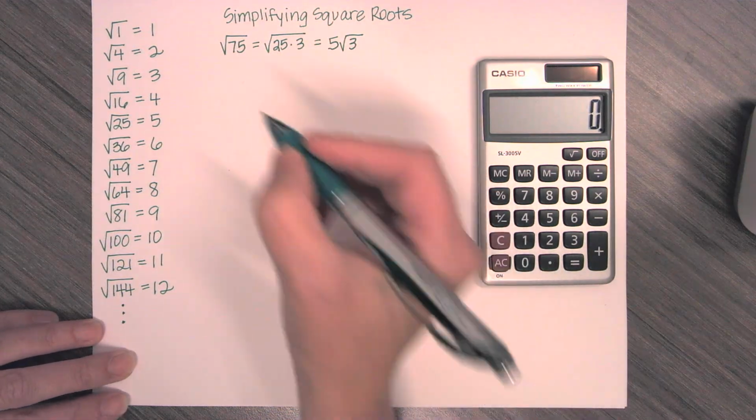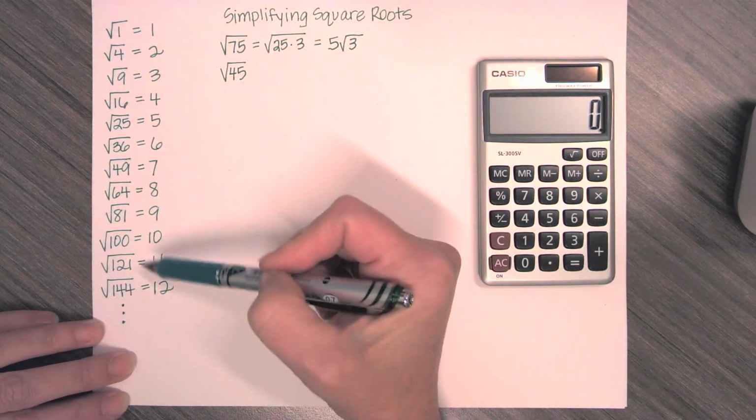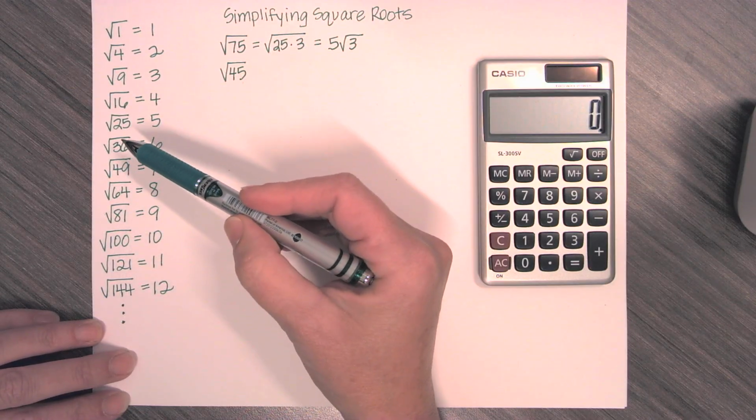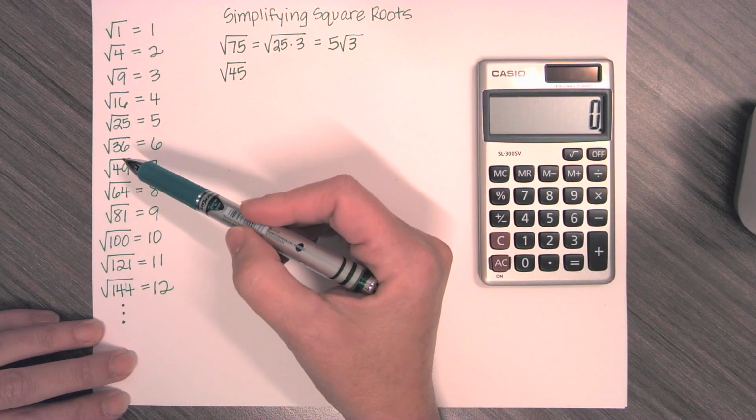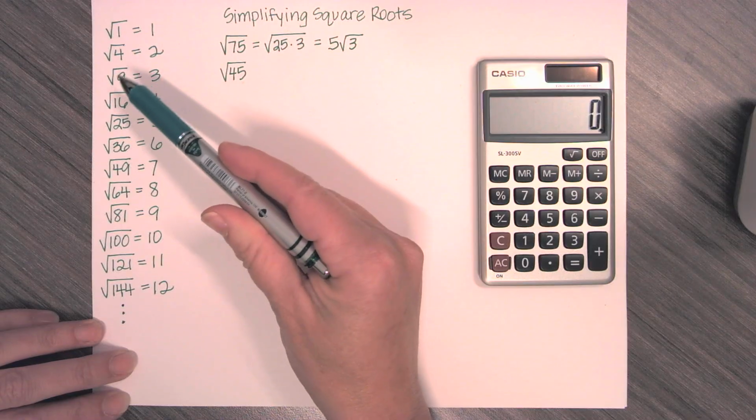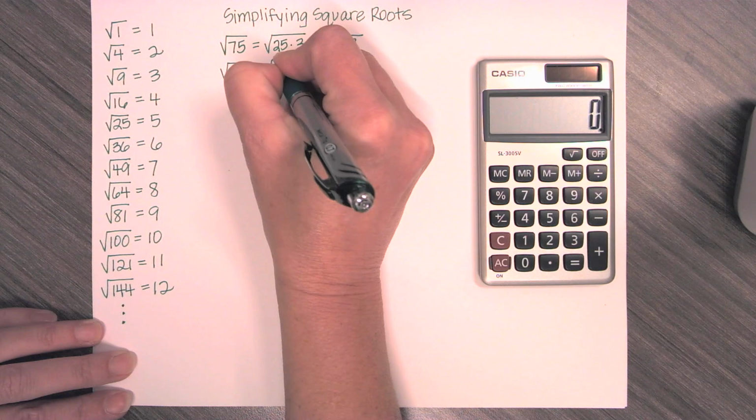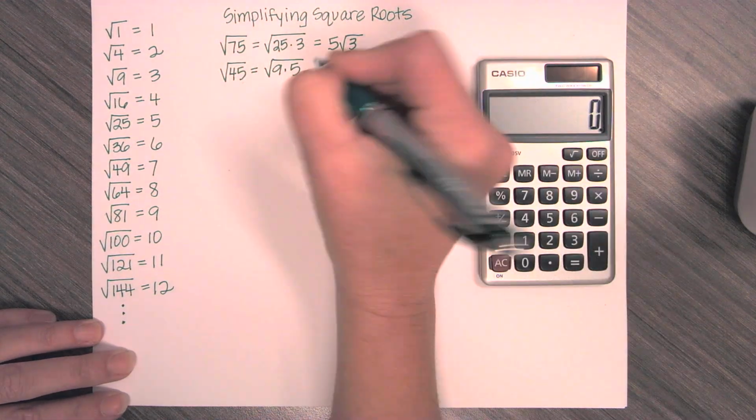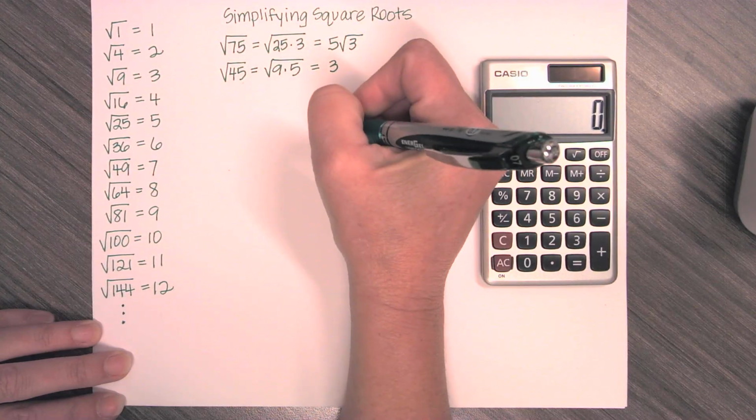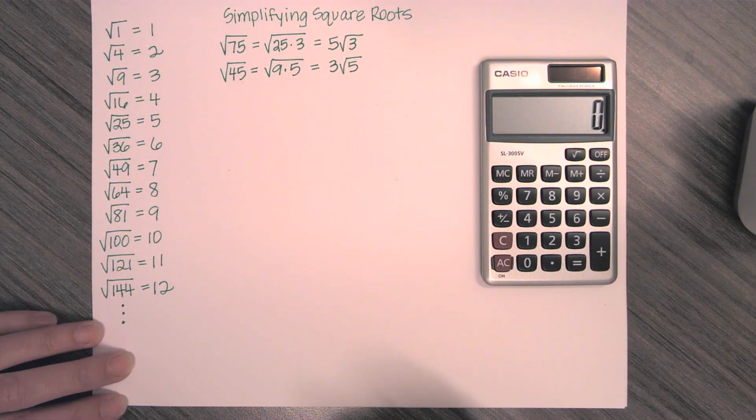All right, let's try another one. What if we have the square root of 45? Again, we're looking down our list of perfect squares. We're looking for the largest number on our list that divides evenly into 45. Okay, none of these are going to work. I think the largest number that'll go into 45 on our list is 9, and it goes 5 times. So I'm going to break this down to 9 times 5, and then I'm going to take the square root of 9, which is 3. That'll be on the outside now, and I'm going to have the square root of 5 left over.